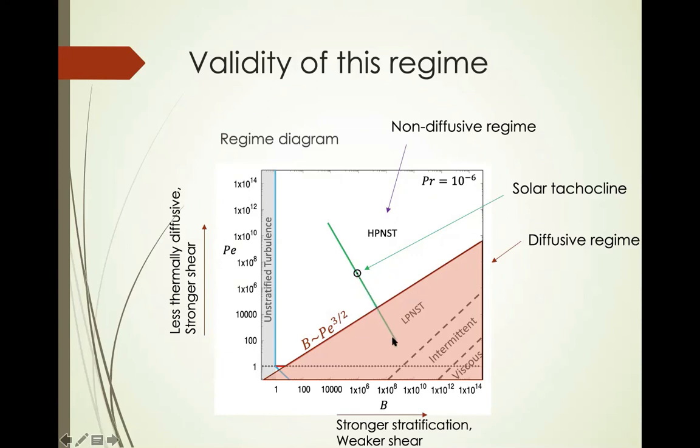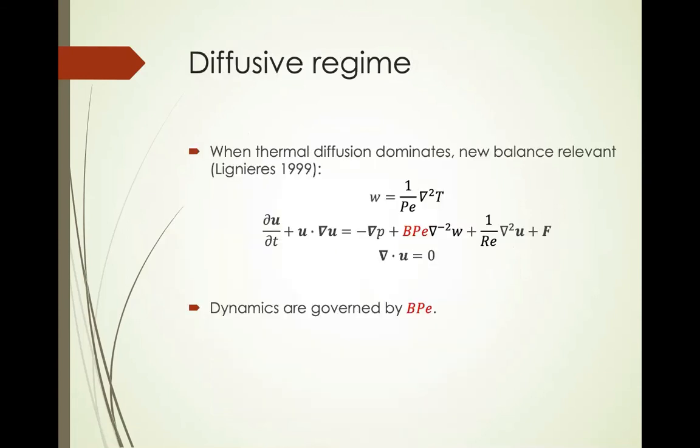So for stars which are much more weakly differentially rotating, they might be in the diffusive regime down here. So let's analyze it a little bit better. When thermal diffusion dominates, there's a new balance in the thermal energy equation, which is between the advection of the background entropy, or the background temperature gradient, and the diffusion of the fluctuations. And this is a balance discussed by François Lignières in 1999.